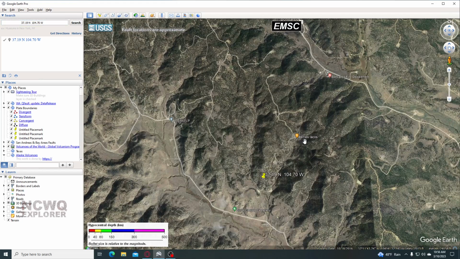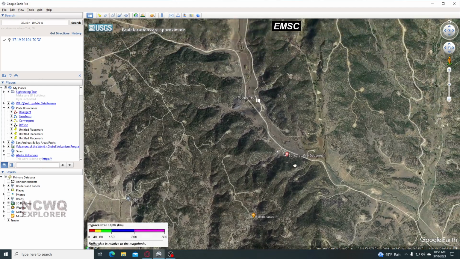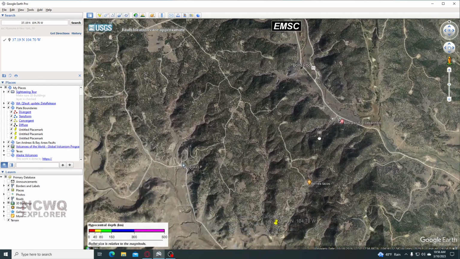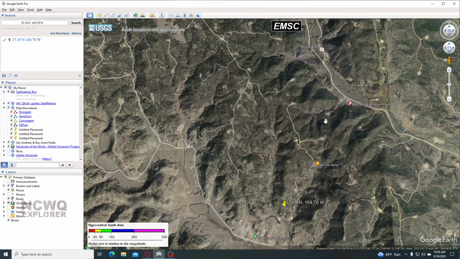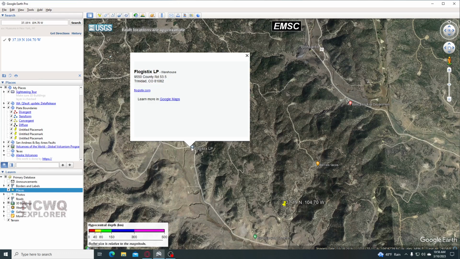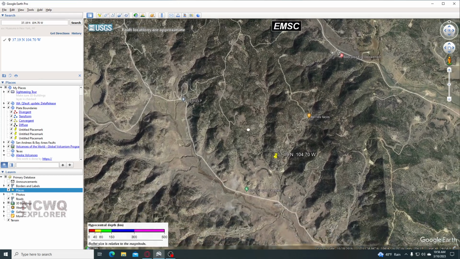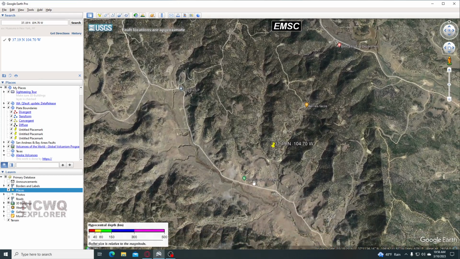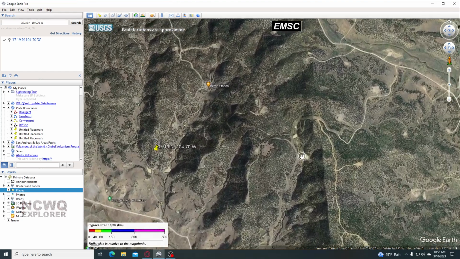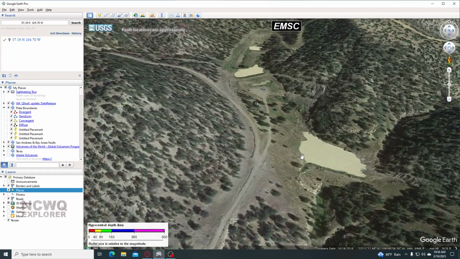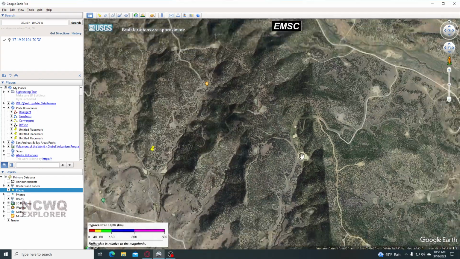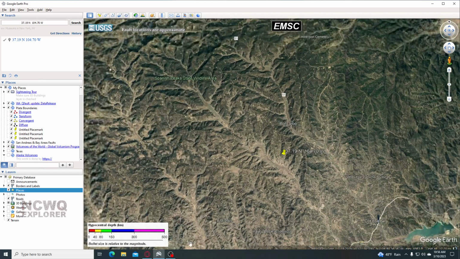And there's a taco place here. There's a fire department here. Not sure what this is. Flogistics LP. It's a warehouse. There's a cemetery here. That's water. Okay, let's see where the next one was.